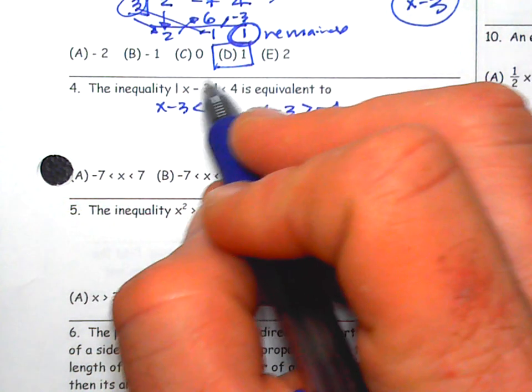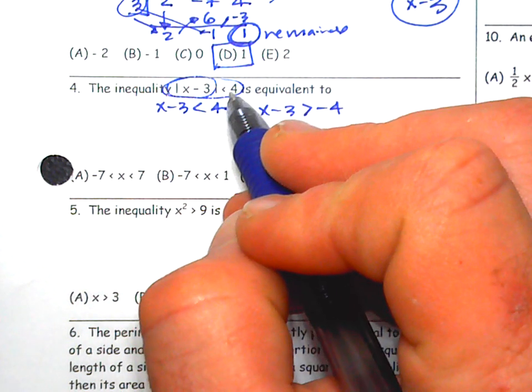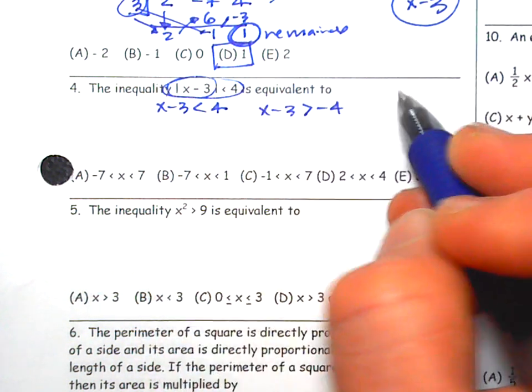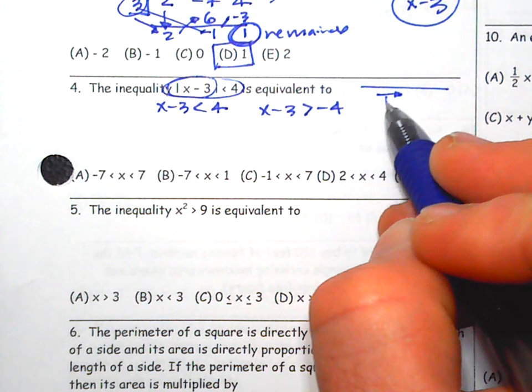Now, if you think of this on a number line, this is distance is less than 4. Now, distance is on either side, less than 4.